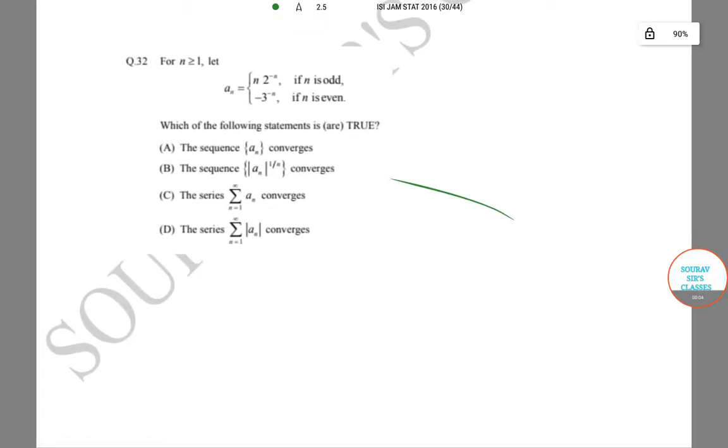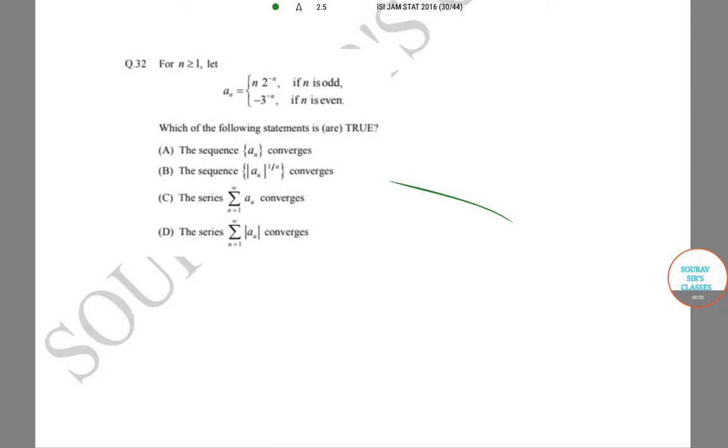The problem that we want to solve today says: for n greater than or equal to 1, let a_n equal n times 2 to the power minus n if n is odd, and minus 3 to the power minus n if n is even. Now, the options are: the sequence a_n converges; |a_n|^(1/n) converges; the sum over n of a_n converges; the sum over n of |a_n| converges.